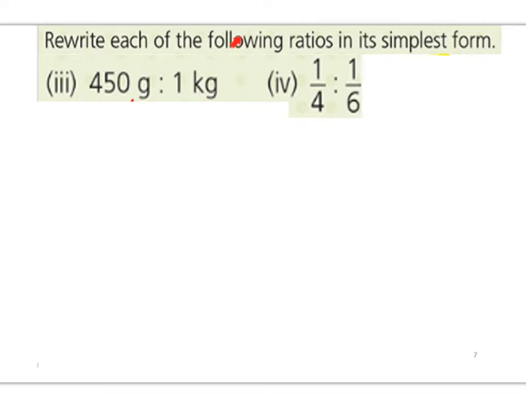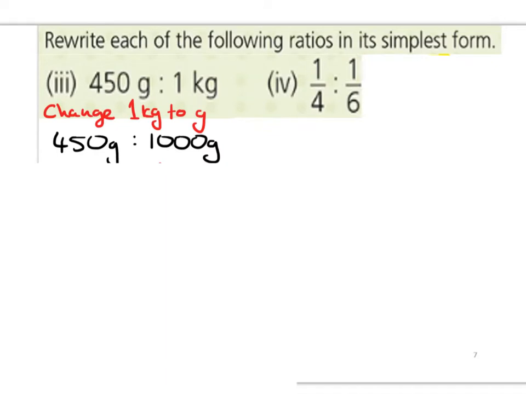Rewrite each of the following ratios in its simplest form. So 450 grams to 1 kilogram. Now before we start to simplify, hopefully you can notice that we've got grams on the left, kilograms on the right. So we have to have the same unit of measurement. So we can either have them both in grams or both in kilograms. So I'm going to change them both to grams.